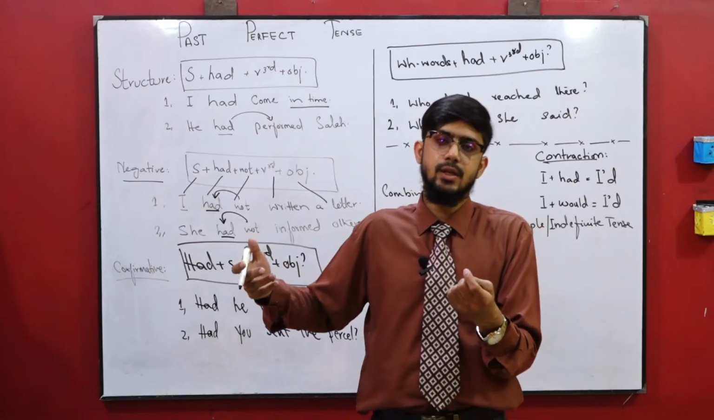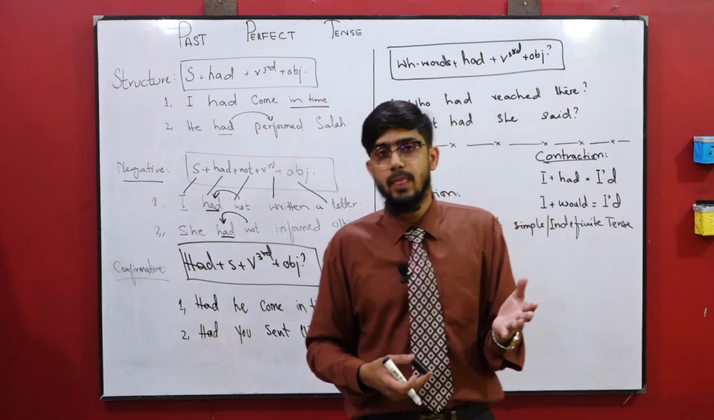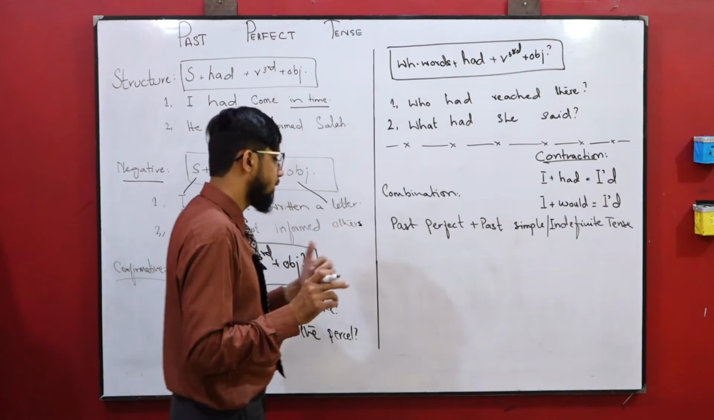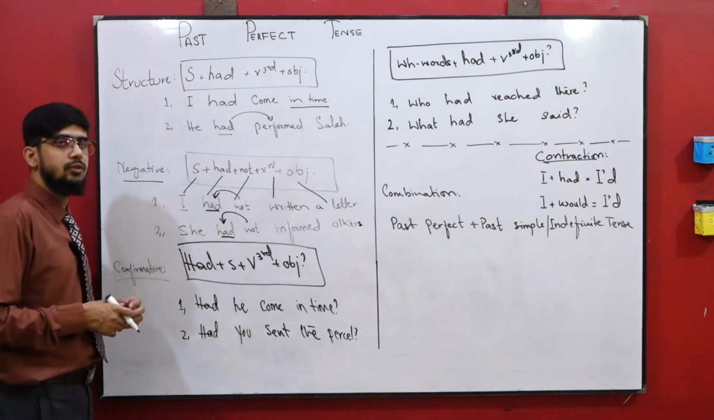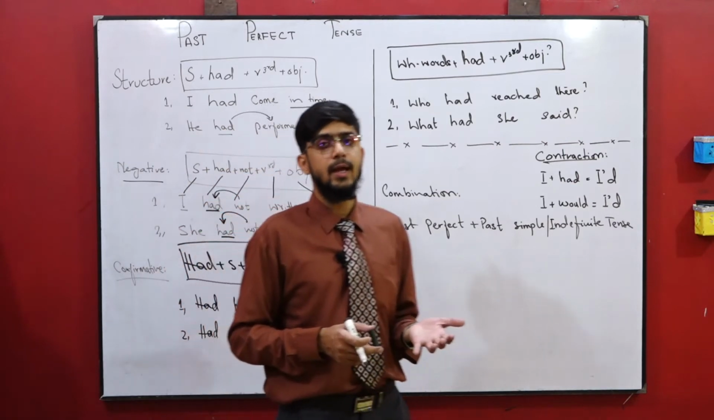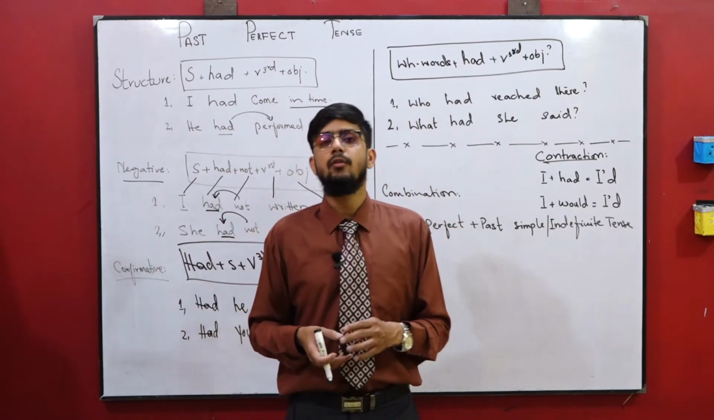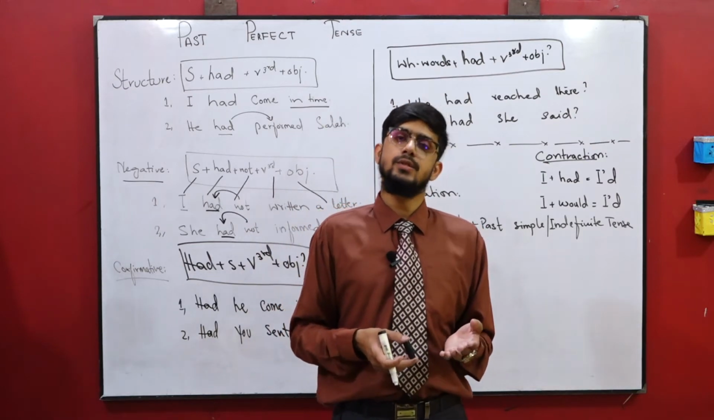Understand? This is the past perfect tense negative sentence. Are you getting this? Okay, let's come towards its interrogative. As we know, to form the interrogative sentence, we have two other different kinds of interrogative sentence.